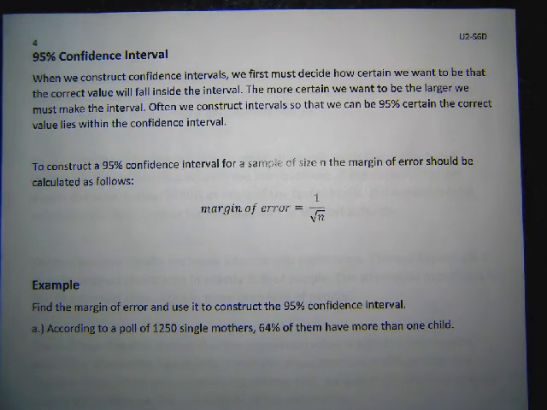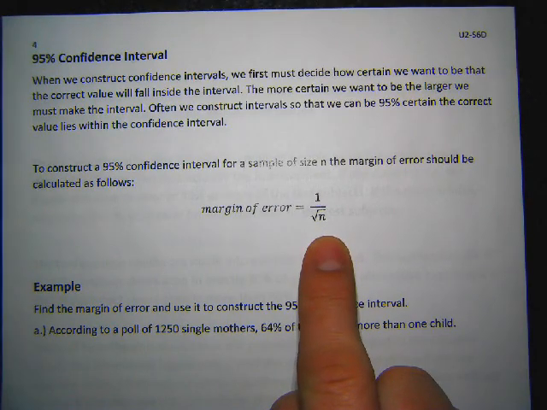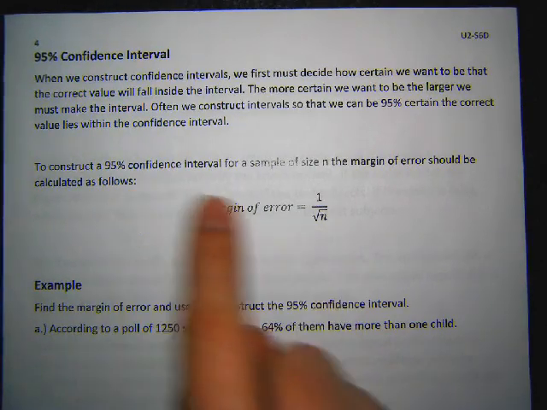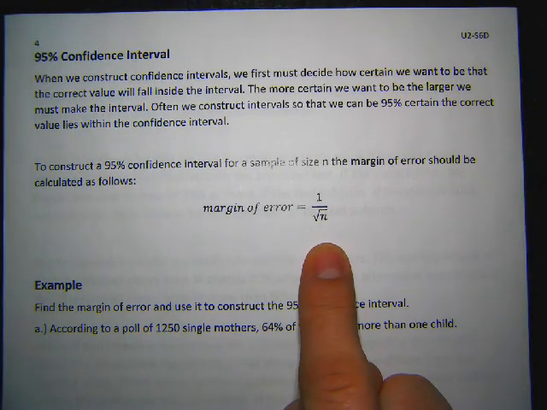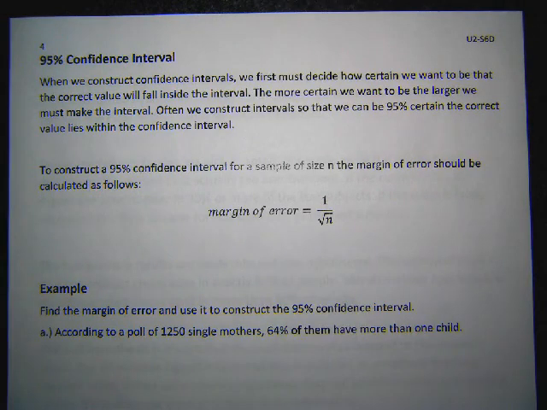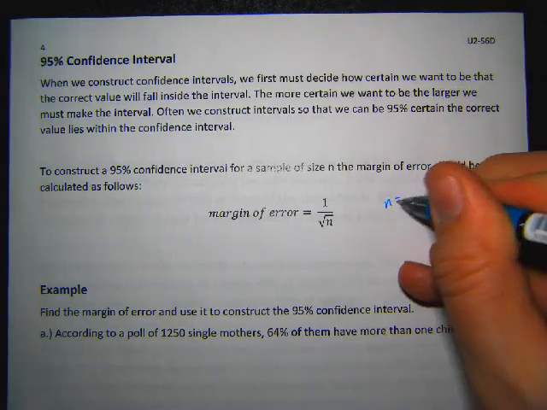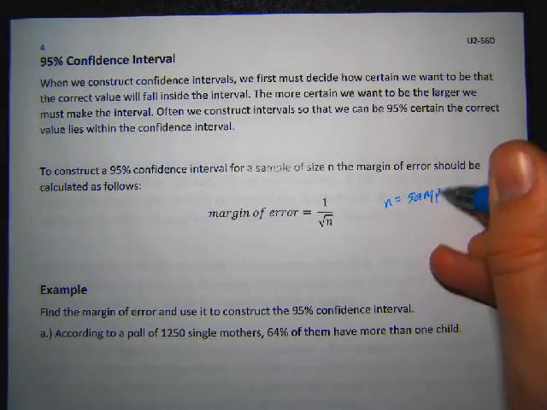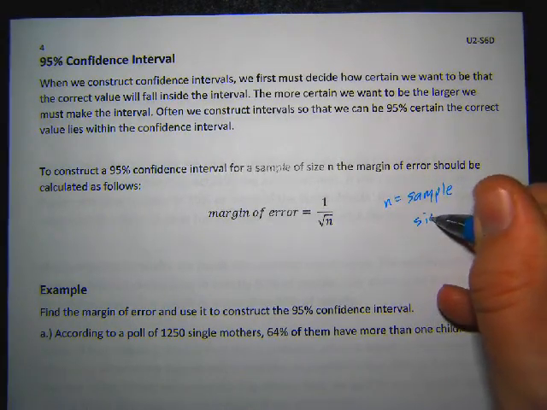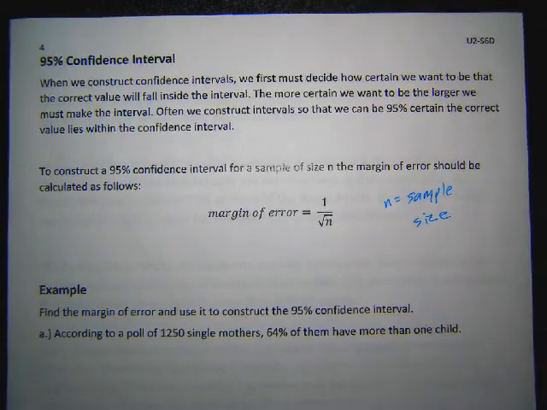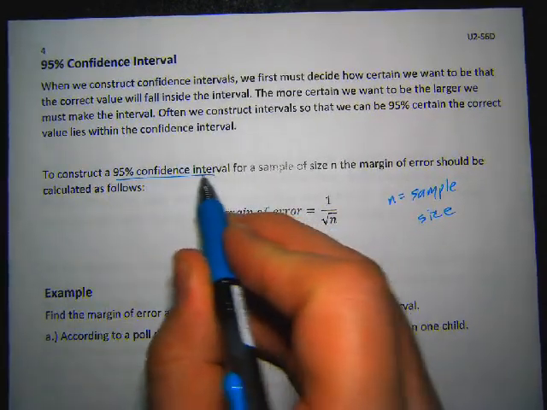And there's a nice way to calculate the 95% confidence interval margin of error. And that's the formula right here. It's on the formula sheet, but the formula, if you want to find the margin of error for a 95% confidence interval, then you do 1 over the square root of n. Remember, n is the sample size. We've used this before, but n is the sample size. You need to know that when you get to the test. The n is the sample size. And this is for a 95% confidence interval.